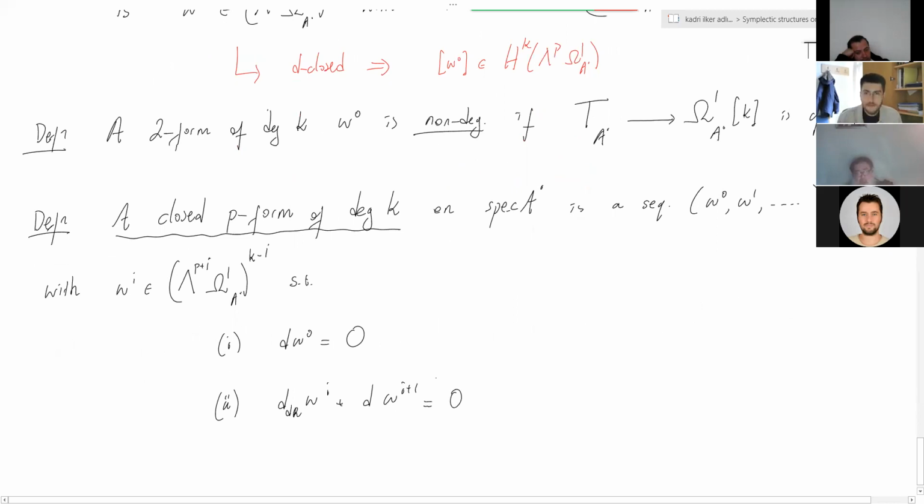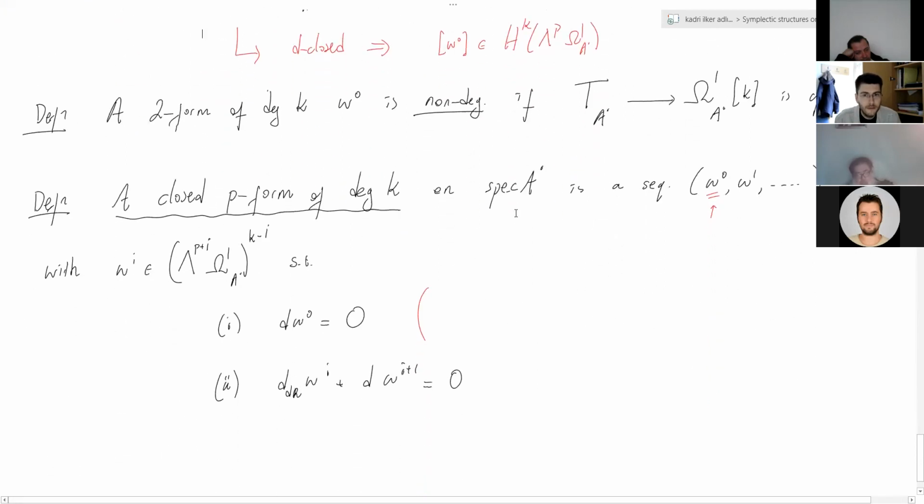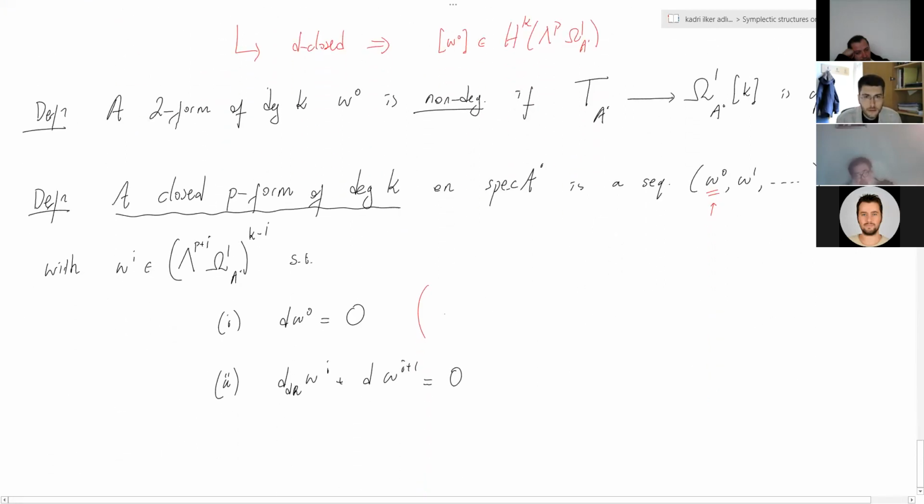So let's try to understand these two conditions. What does it tell us? First of all, this first condition tells you that if you have a closed p-form, its first component is a p-form of degree k. Remember the definition. This is the reason why I use the notation omega 0. So a closed p-form of degree k implies that omega 0 is a p-form.